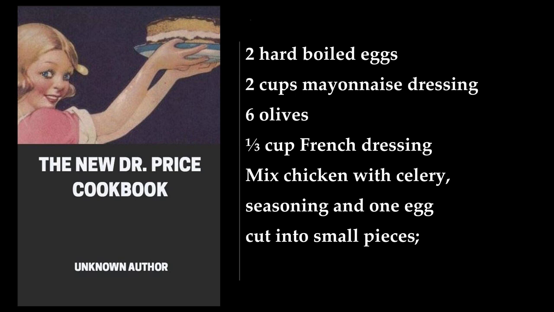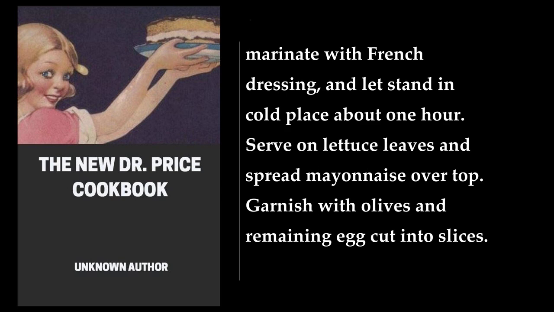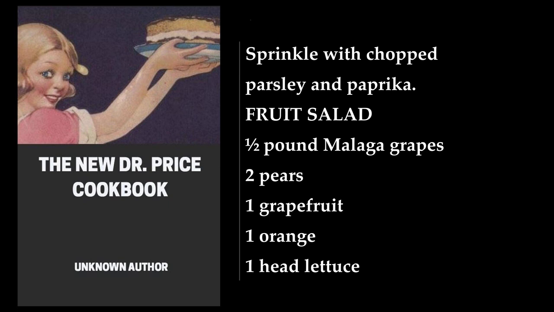Mix chicken with celery, seasoning and 1 egg cut into small pieces. Marinate with French dressing, and let stand in cold place about 1 hour. Serve on lettuce leaves and spread mayonnaise over top. Garnish with olives and remaining egg cut into slices. Sprinkle with chopped parsley and paprika.